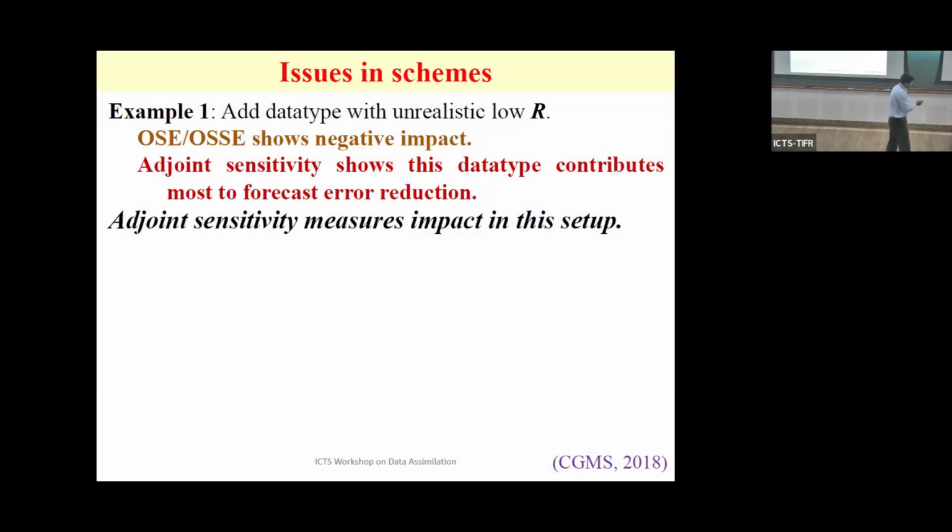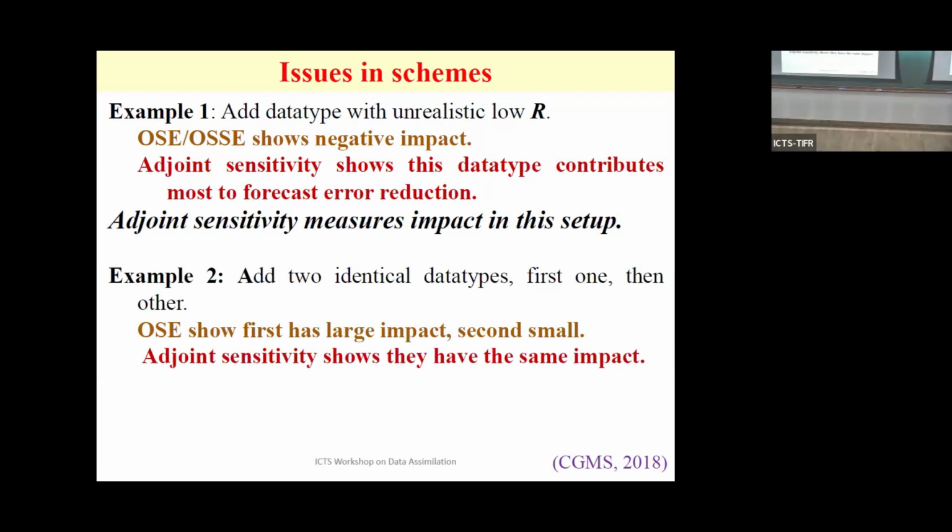But on the other side, if we use identical satellites, like maybe two INSAT series, INSAT-3D and INSAT-3DR, then what will happen? This kind of experiment will show that the data which is assimilated first has a large impact, and the second satellite, which contains identical information, has a smaller impact. But adjoint sensitivity will tell that both have the same impact.